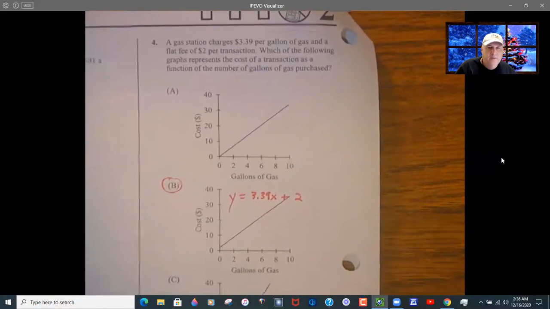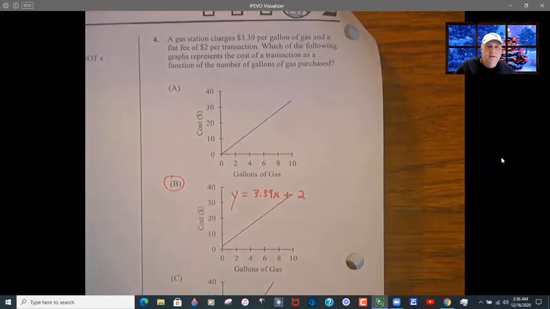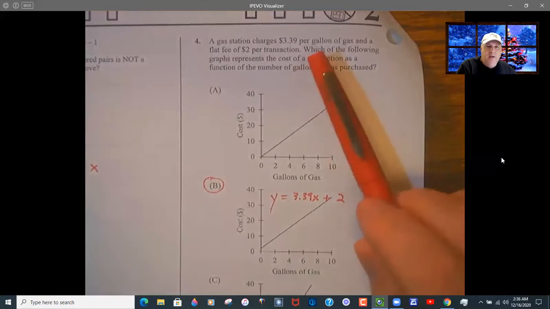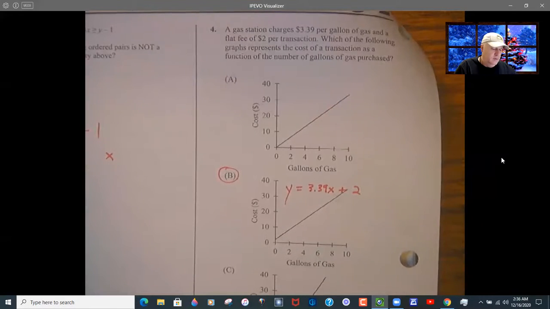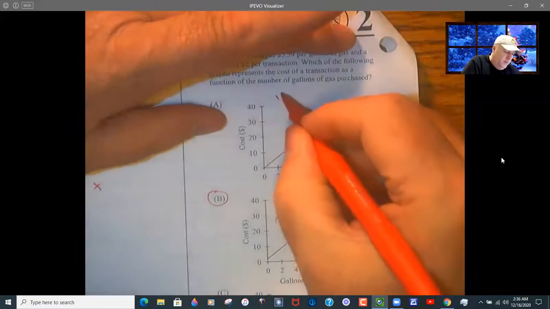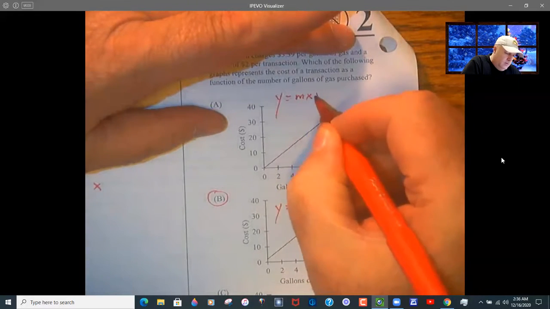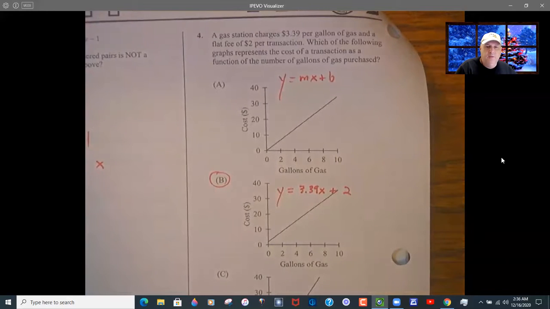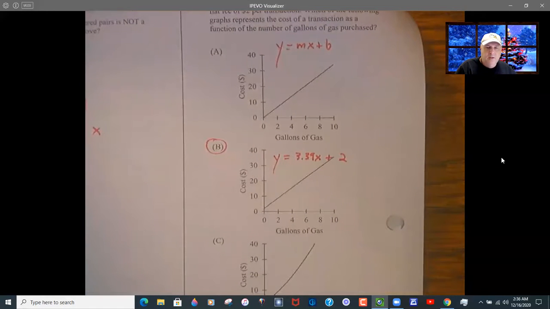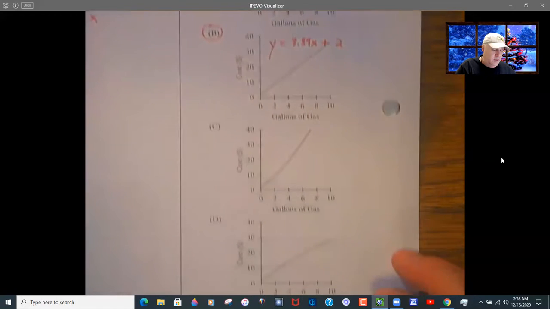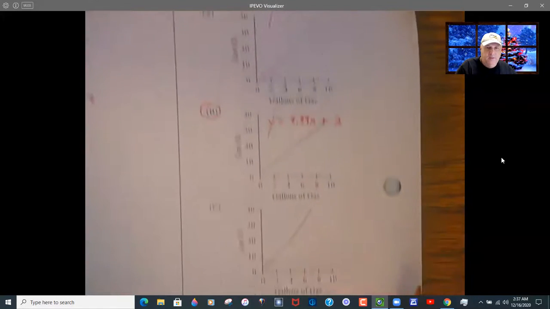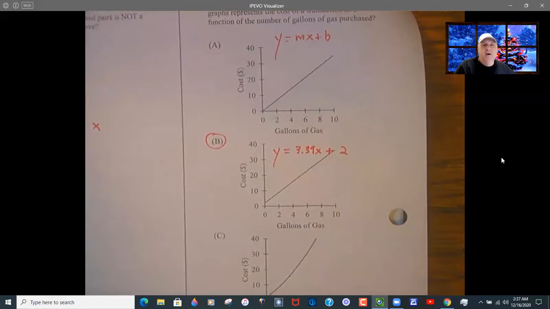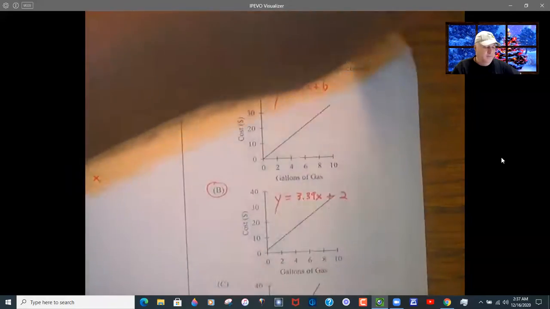Problem 4, so anytime you see the word per, that is a rate, which usually represents the slope. And a flat fee of $2, so that's your, when you're thinking of the y equals mx plus b idea. So 339x plus 2. And which one is the best representation of that? So these two are not linear functions. And so our 2 is our y-intercept, so it cannot be a. Through process of elimination, it has to be b.